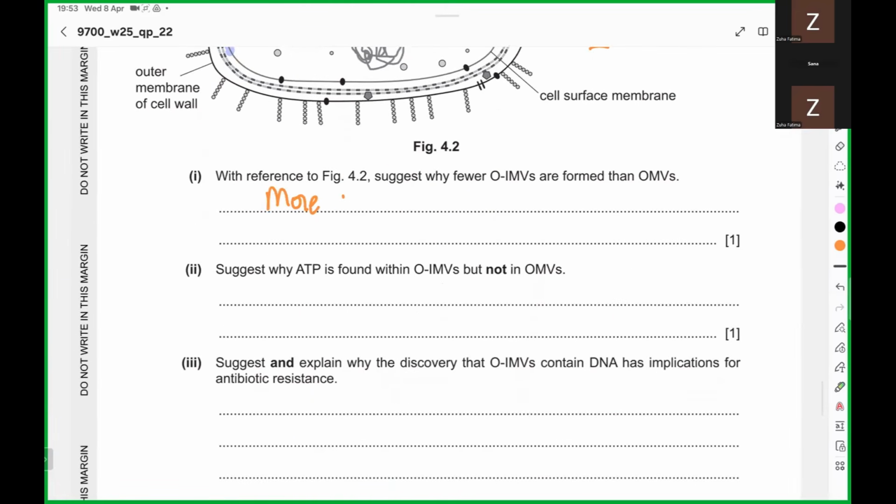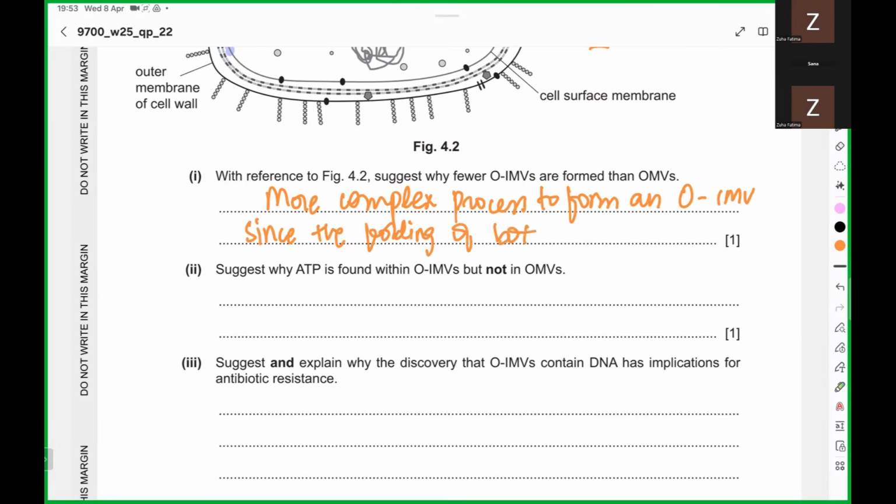More complex process to form an OIMV, since the folding of both cell membrane and the outer membrane has to occur.